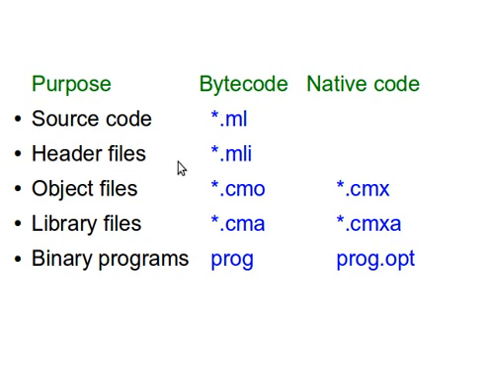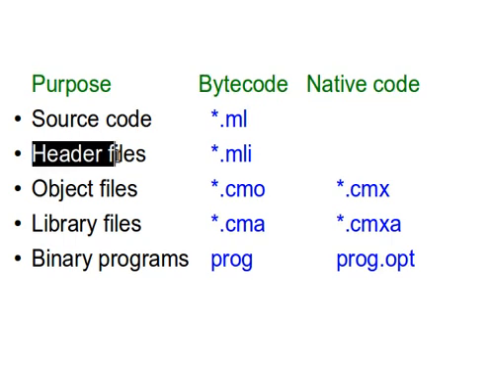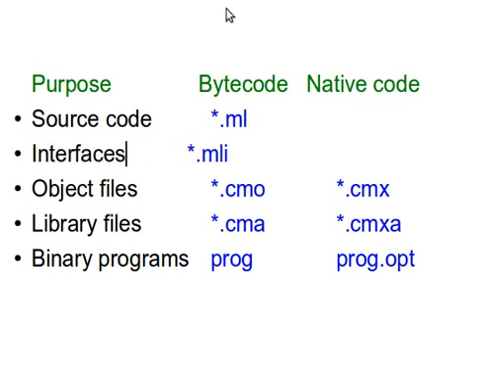Now for header files, we have star.mli. Why do we call them header files? In fact, sometimes these are called interfaces or signatures. What these contain are just the signatures of functions or anything inside the source files, rather than everything. It only gives us signatures.